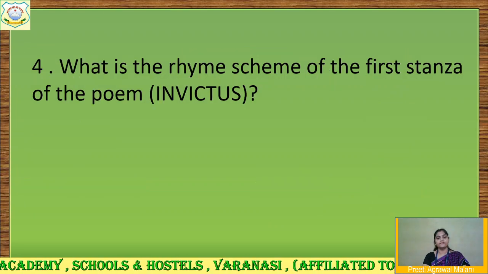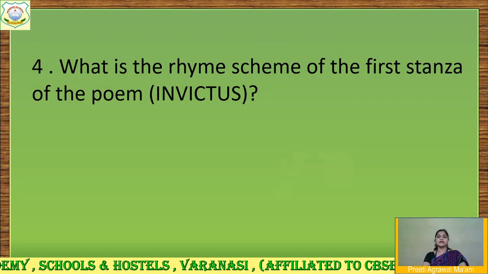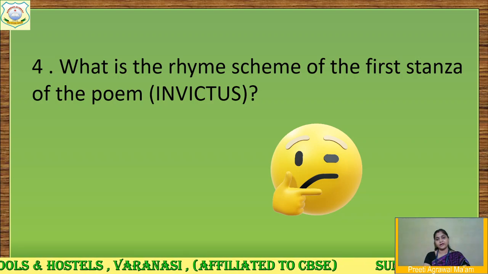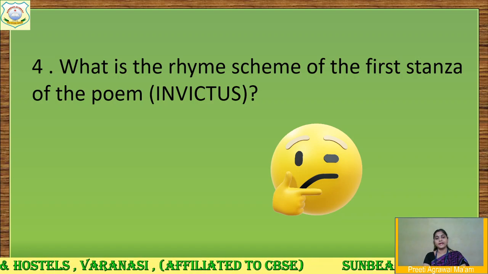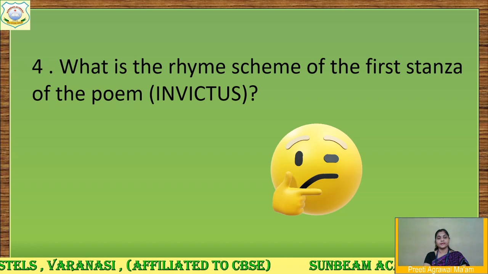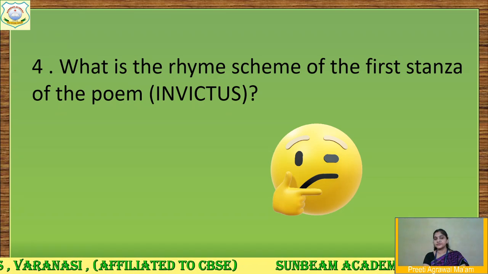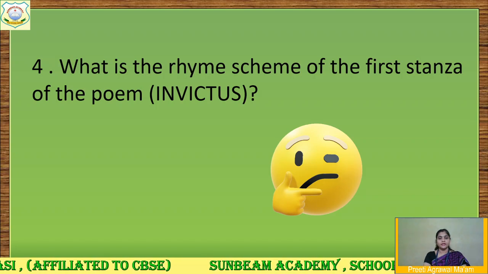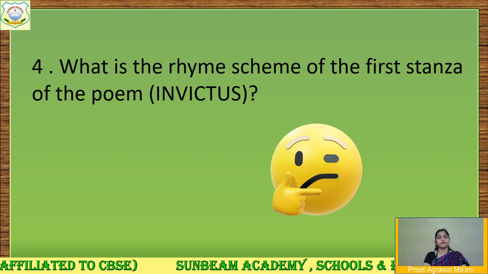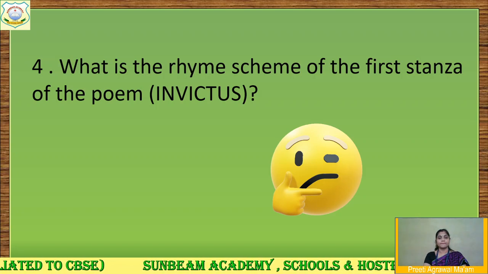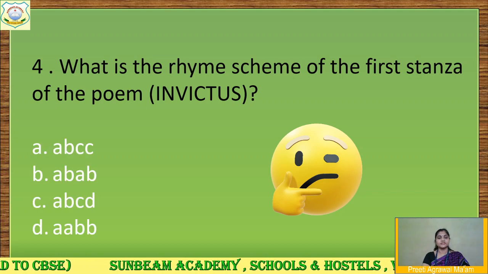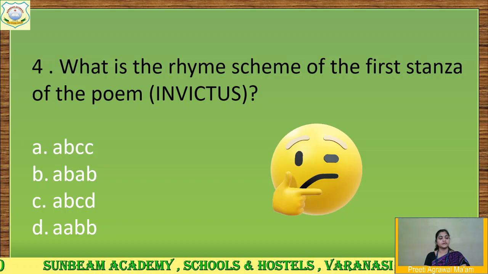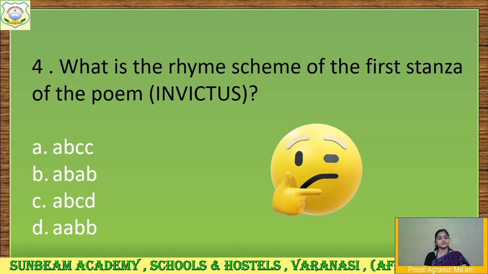Question number 4. What is the rhyme scheme of the first stanza of the poem Invictus? Still, I have not given you the options. Yes, wait for my options. You have to give the rhyme scheme of the first stanza. See, the options are A, B, C, and D. Four options. Okay, start writing your answer.